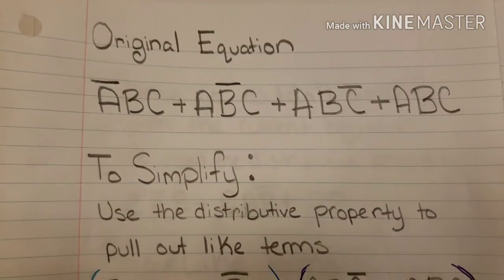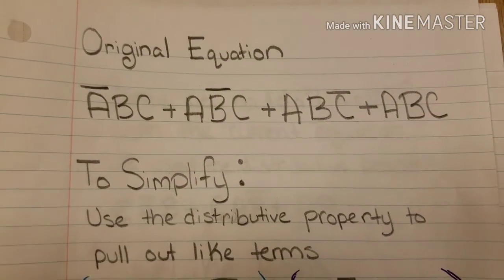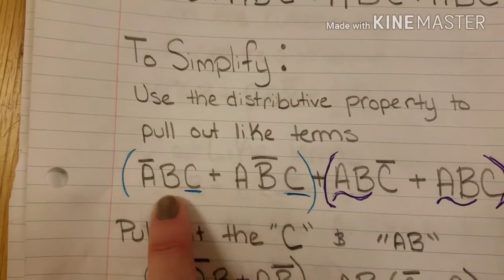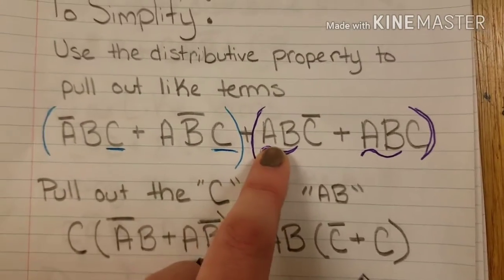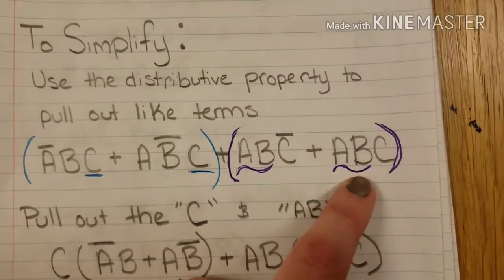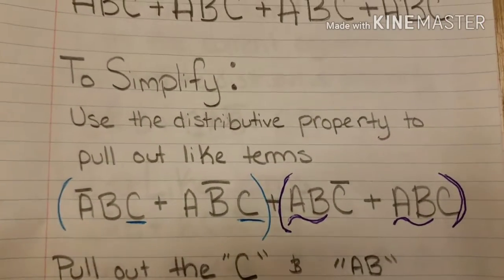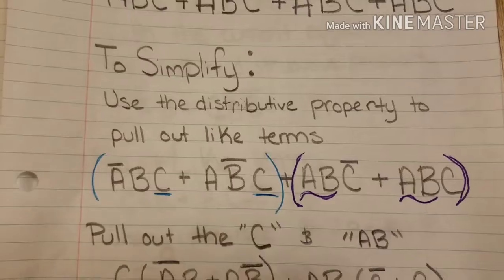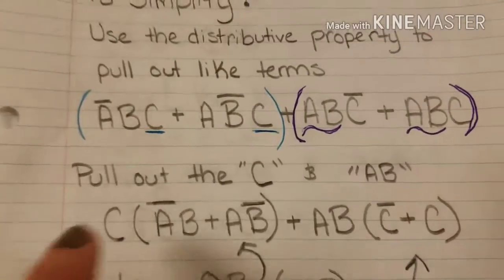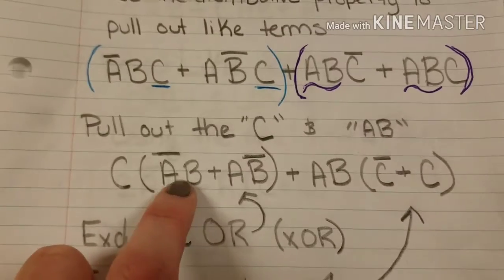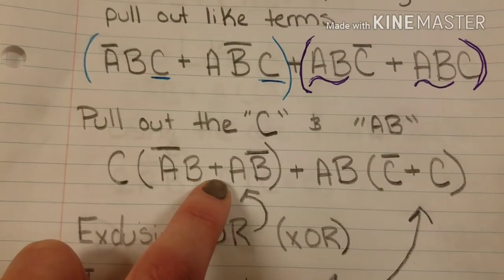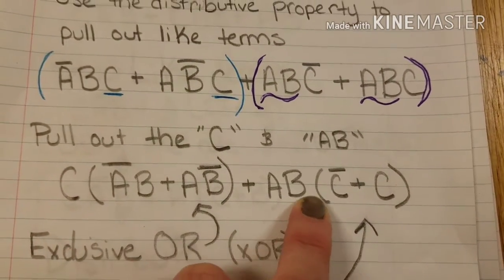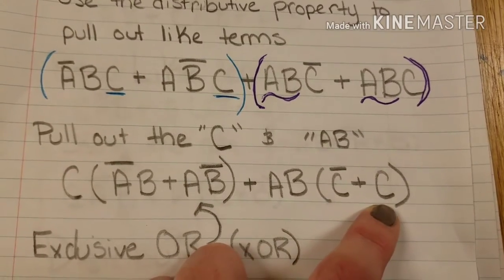To simplify, we are going to use the distributive property to pull out like terms. As you can see down here, two of the like terms are C, and then they've also got A, B, or A and B, and an A and B for both of these. I also used the associative property when grouping these together, because it doesn't matter which order they would have been grouped. For this example, we pulled out the C, and we put not A and B, or A and not B.